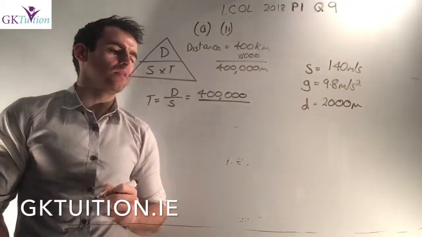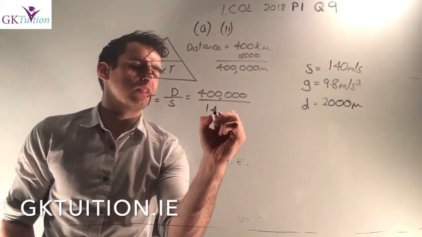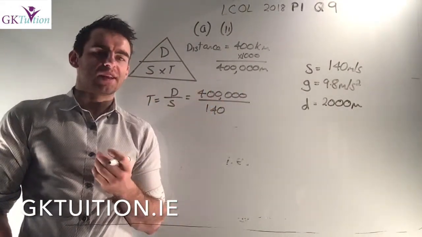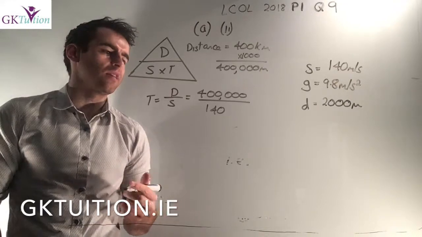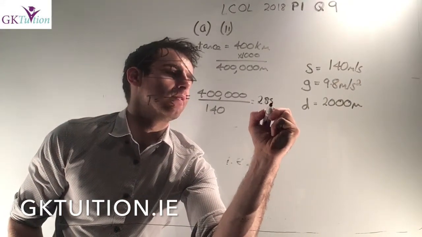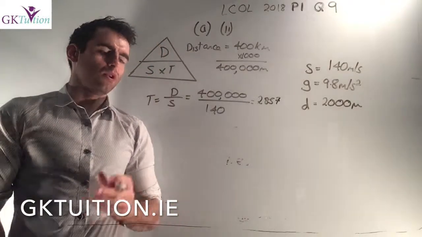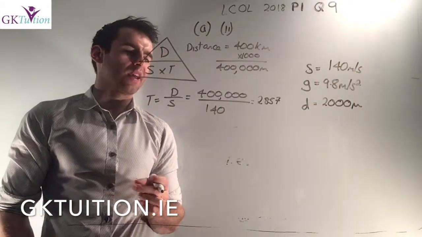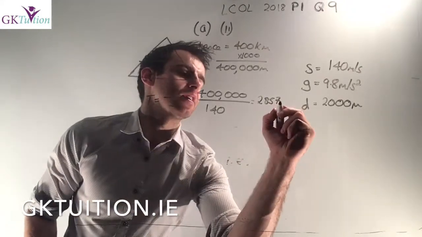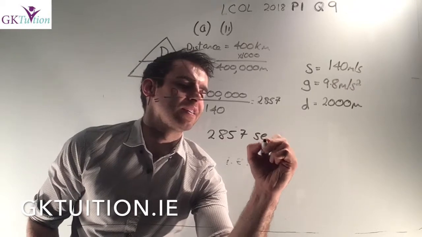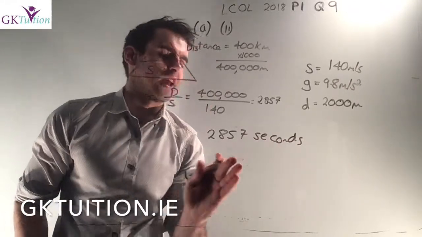And I know the speed of this tsunami is 140 meters per second. So if I divide speed into distance, that'll tell me how long it's going to take. If you plug that into your calculator, it works out as 2,857. But you need to recognize that that is in seconds, because speed was in meters per second. So that means it's going to take 2,857 seconds before it reaches the land.